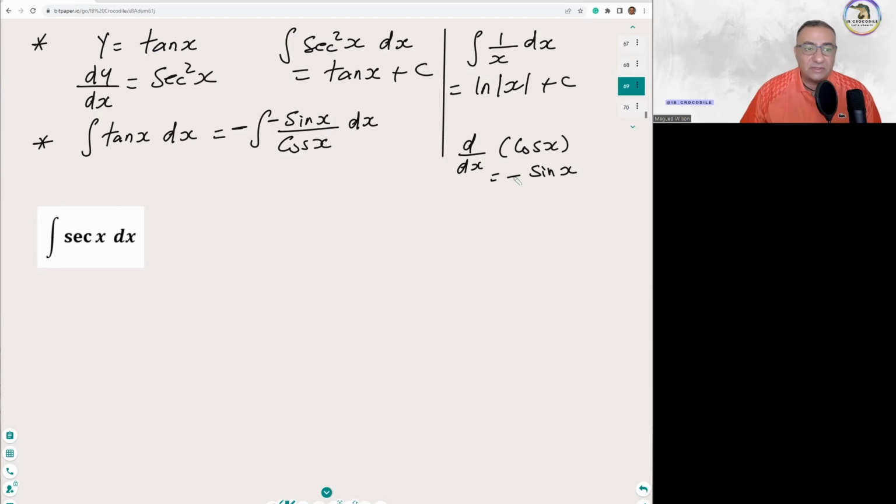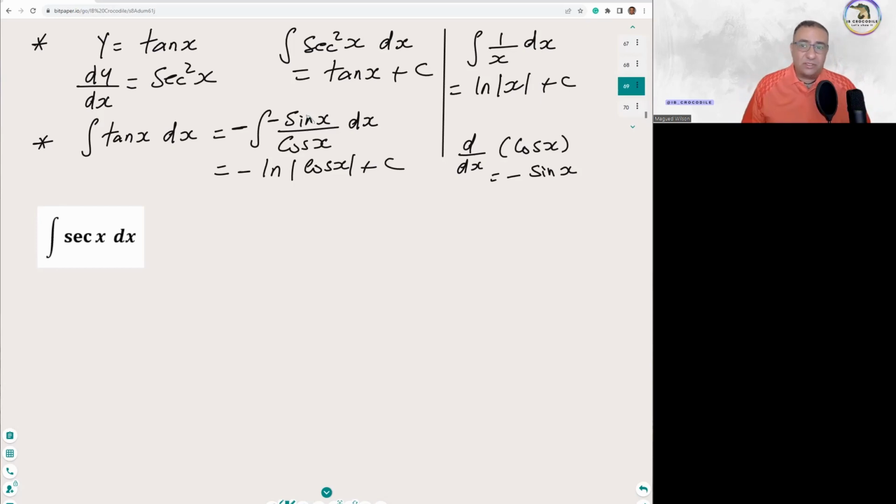So now in this case, you can see, oh, now I have the derivative of the denominator in the numerator. So right away, in one step, this is going to be negative ln of the absolute value of cosine x plus c, without the need of substitution at all.